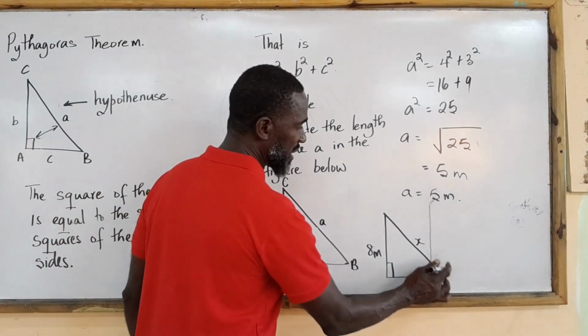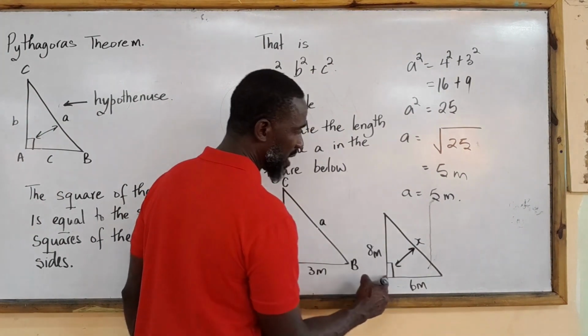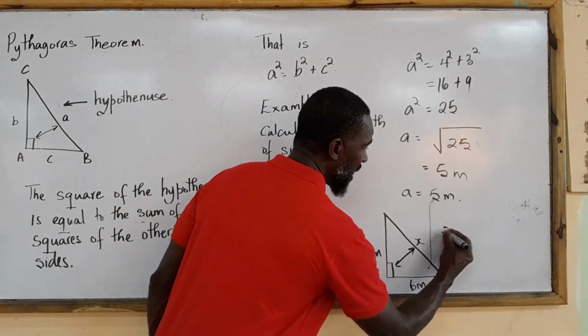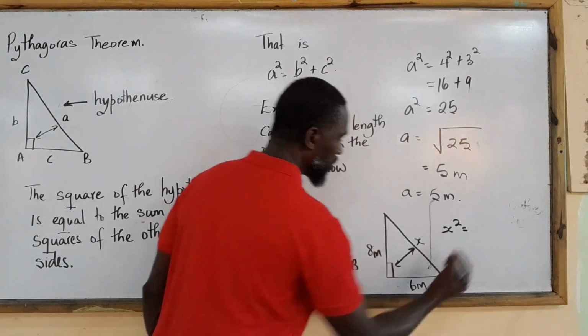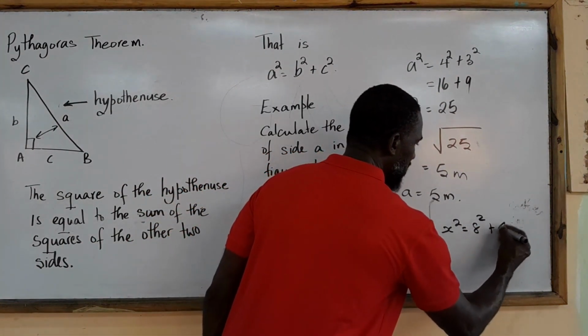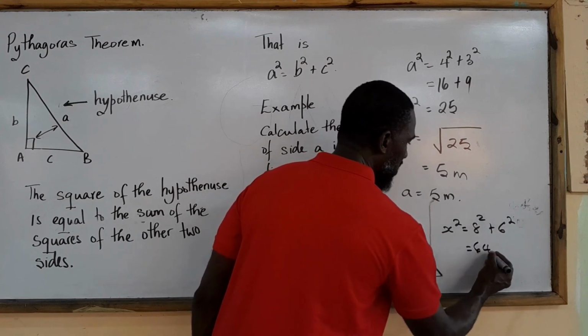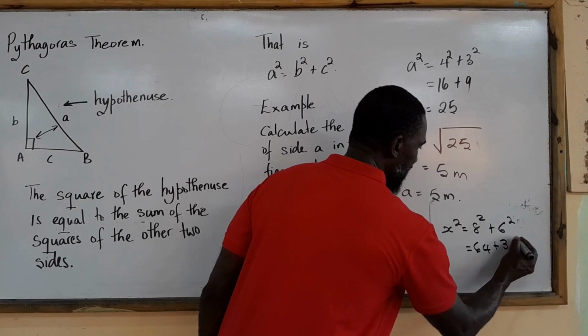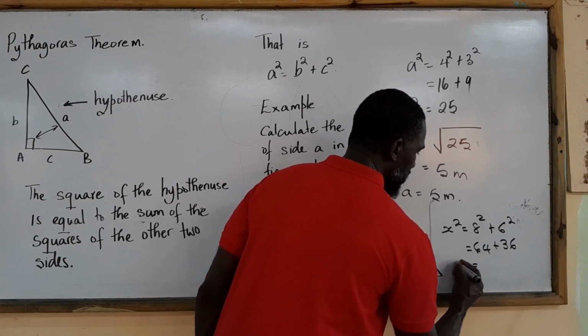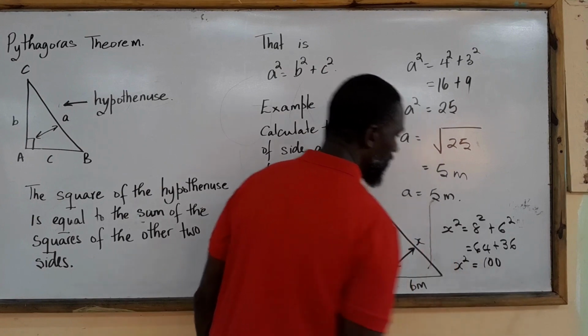So again, we want to identify what the hypotenuse is. The hypotenuse is the side that is across from the right angle. Therefore X squared is equal to 8 squared plus 6 squared. 8 squared gives me 64, plus 36, so X squared is equal to 100.